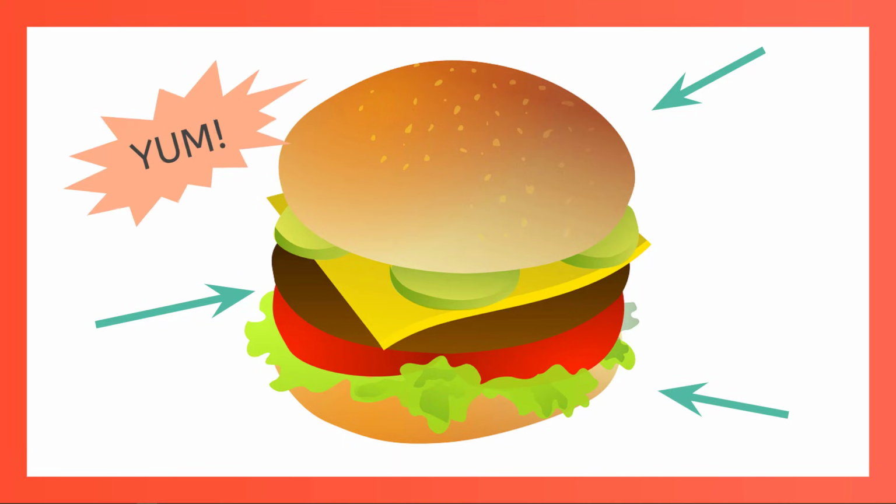A great way to think about a paragraph is to look at a burger. Yummy! A burger has several layers. There's a top bun, the fillers, the bottom bun, to keep it all together. Yum!